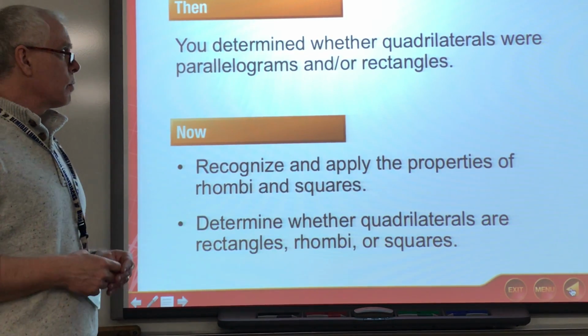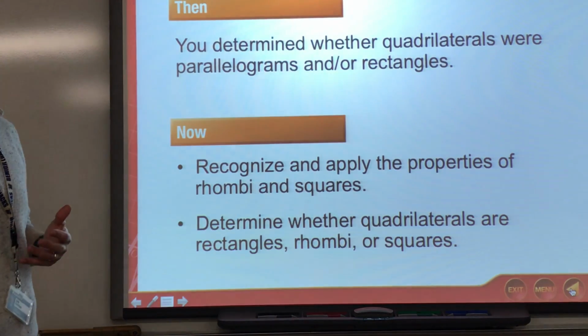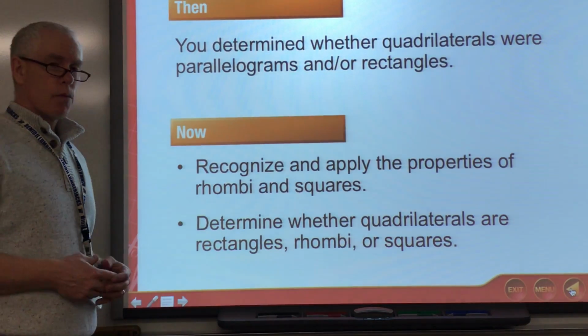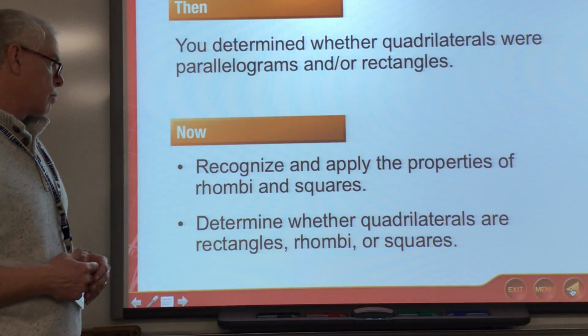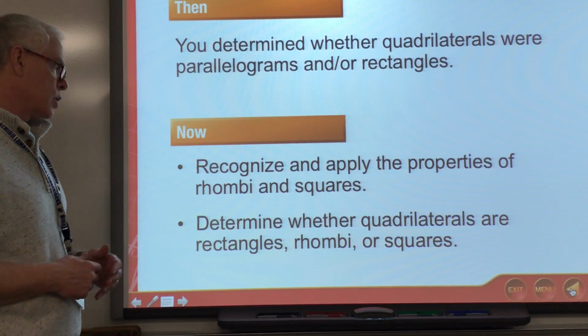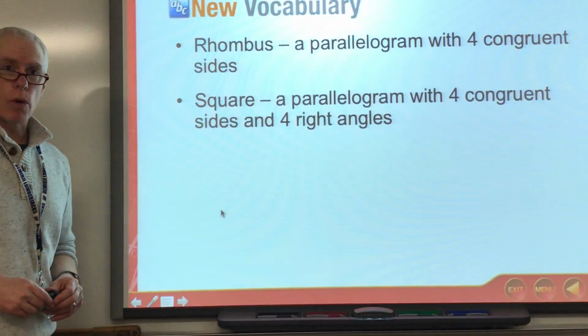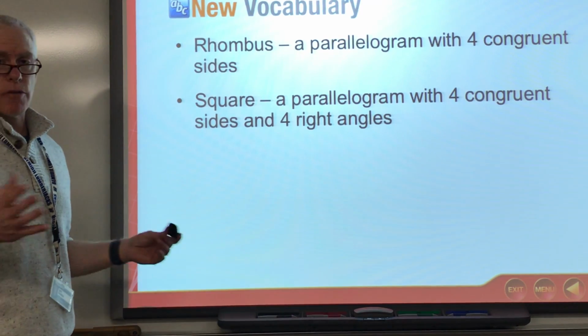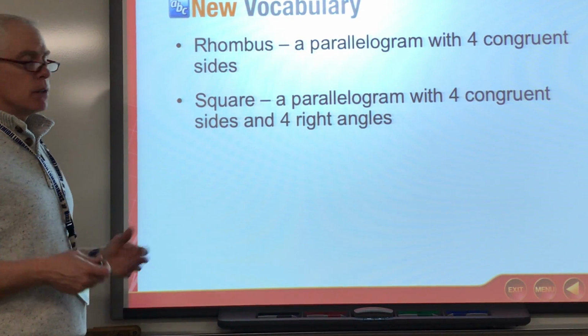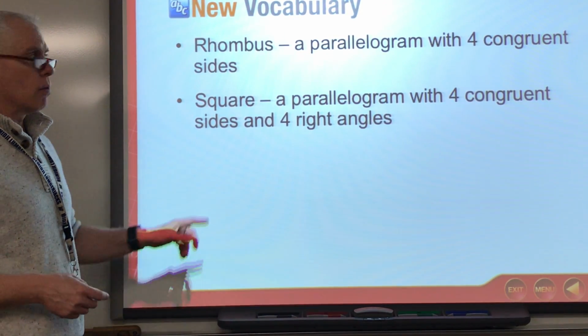So we determined whether quadrilaterals were parallelograms or rectangles. Now we're going to look at rhombi, which is the plural of rhombus, and squares today. A rhombus is a parallelogram with four congruent sides. Remember, a rectangle had four right angles. And a square has four congruent sides and four right angles.